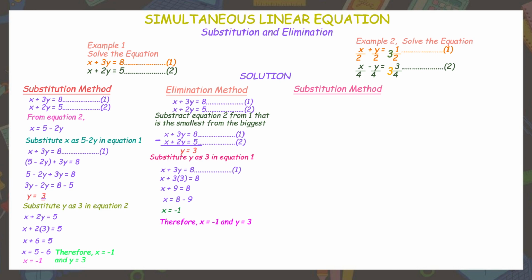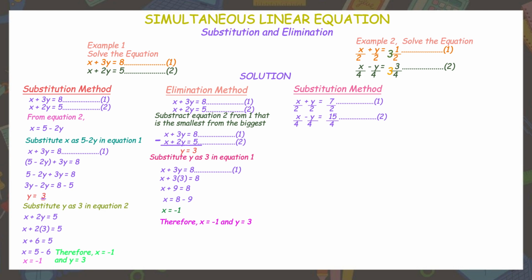The first thing to do is to change these mixed fractions into improper fractions. So that means we have x over 2 plus y over 2 is equal to 2 multiplied by 3 will give us 6, plus 1, that will be 7 over 2. That is equation 1. Then the second one is x over 4 minus y over 4, which is equal to 4 multiplied by 3 is 12, 12 plus 3 will give us 15 over 4.